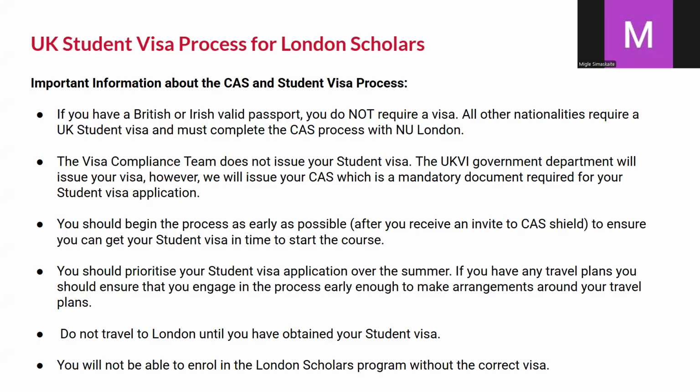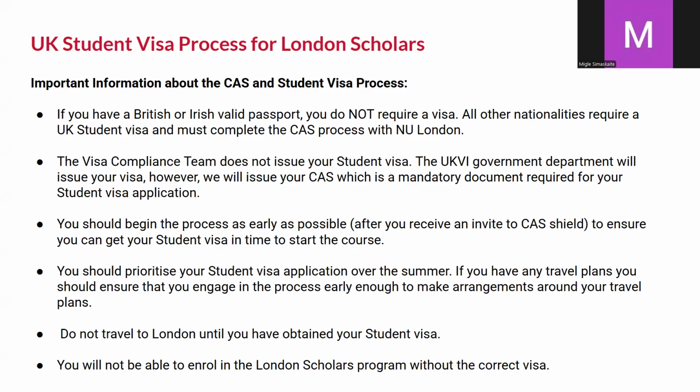You should begin your application and your CAS process as soon as you receive a CAS Shield invitation, and you should apply for a visa as soon as you receive your CAS. Please ensure to check your CAS statement and the information included in that statement, ensuring that all is correct. If you see an error in your CAS statement, please ensure to notify the visa team immediately.